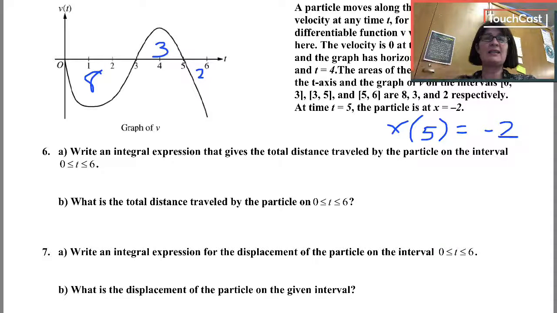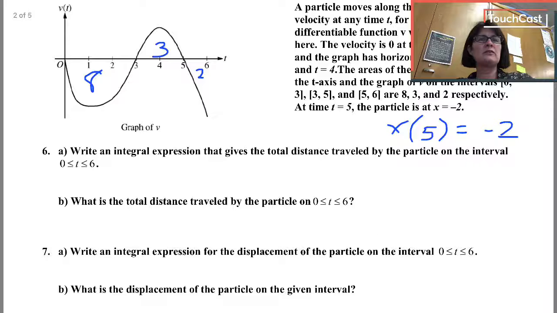All right, so let's see if I can answer these questions. Can you write an integral expression that gives total distance traveled? I hope so. Please make sure you know these two definitions. So to find total distance traveled, I need to integrate, in this case from time 0 to 6, the absolute value of the velocity.